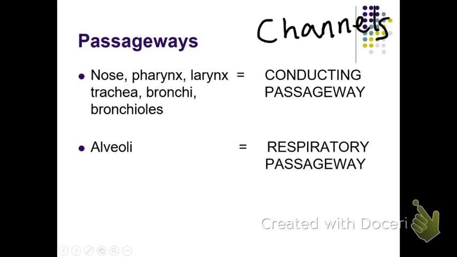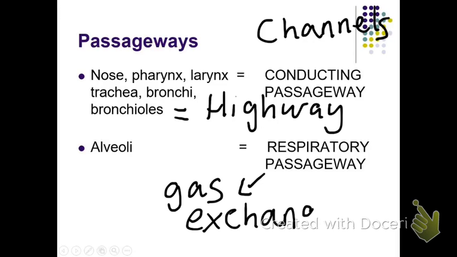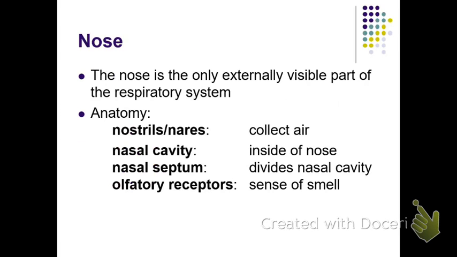And think of these: your nose, your pharynx, your larynx, your trachea, bronchi, bronchioles, almost as the highway. These are just the means or the features that allow the air to get to the respiratory passageway, which is the actual site of gas exchange. So we need to drive on the highway to get to where we want to go, which is the alveoli, which is responsible for the gas exchange.